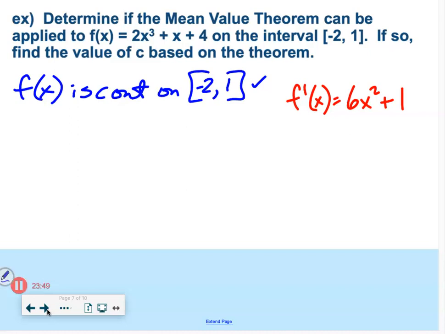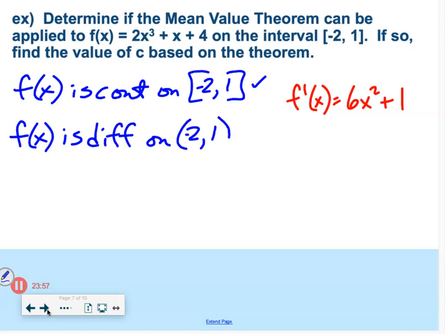All right, so f of x is differentiable on the open interval -2 to 1. Check. Two checks. That's all you need for MVT to apply. So this one doesn't have you explain anything, so you can write just therefore MVT applies. Now we have to find c.